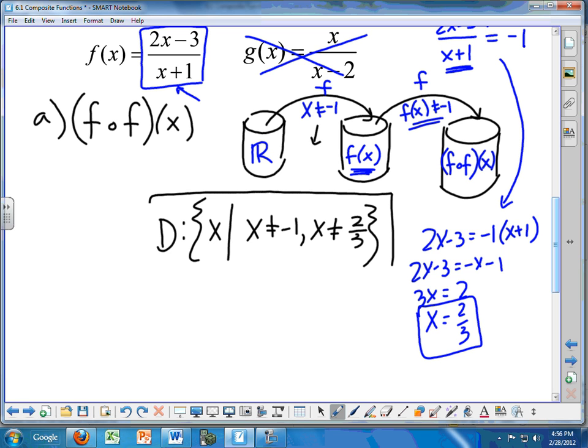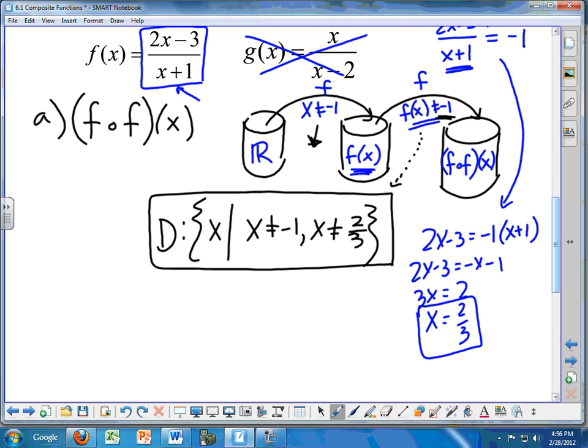So the first domain restriction always comes from the first function that we're plugging in. And then the second one has to come down here. But notice that it's not the value here. Instead, we solve it out to find the true culprit, which turned out to be 2/3.